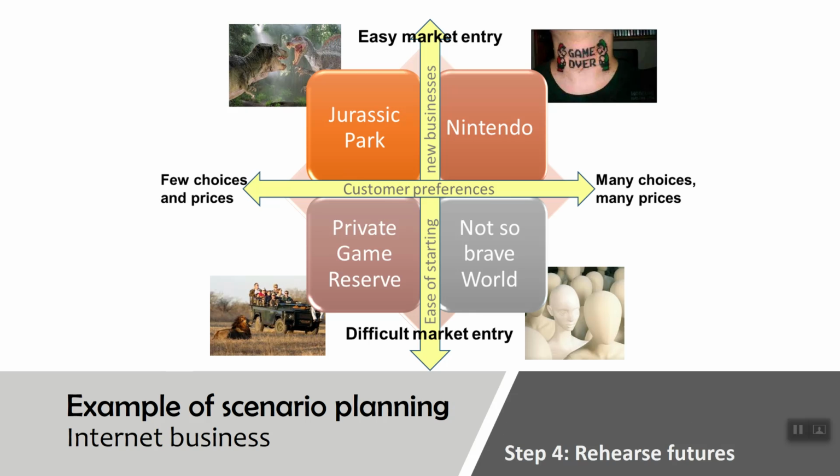The last step is to rehearse your possible futures. What can you do to have a successful business in each quadrant? In the Jurassic Park, you may want to have a unique product that the giants covet and offer to buy you out, like Facebook did with the virtual reality headset, paying over $1 billion for Oculus. That would be nice.